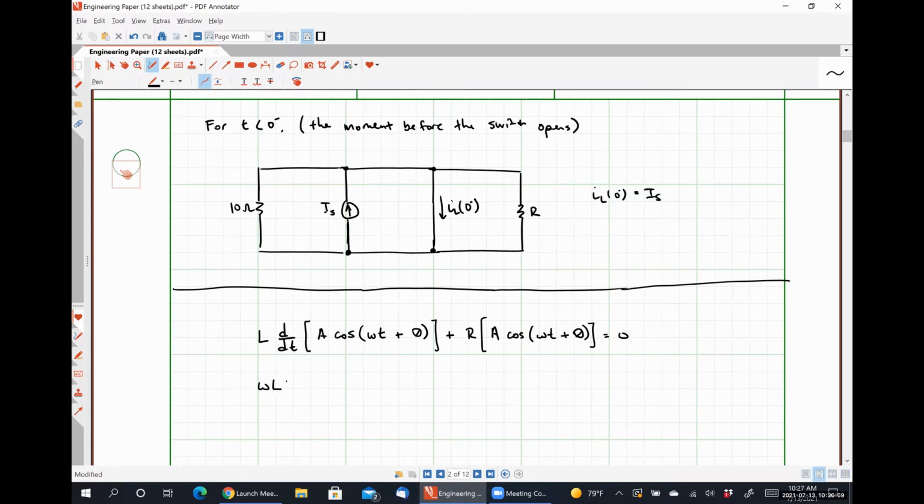negative omega L A sine(omega t plus theta) plus R A cosine(omega t plus theta) is equal to 0. Are you okay with the math that I've done to this point?